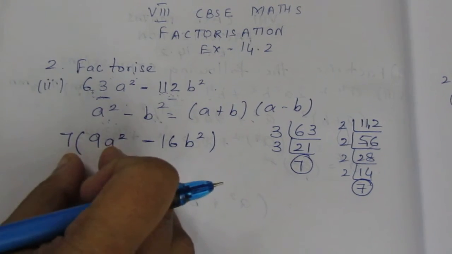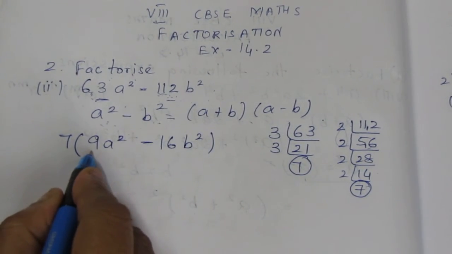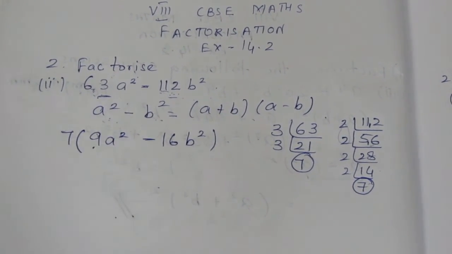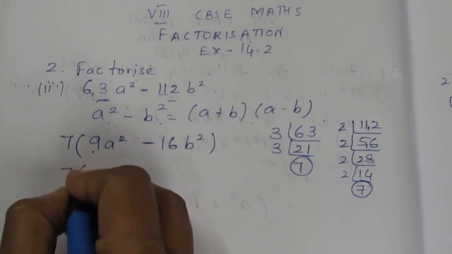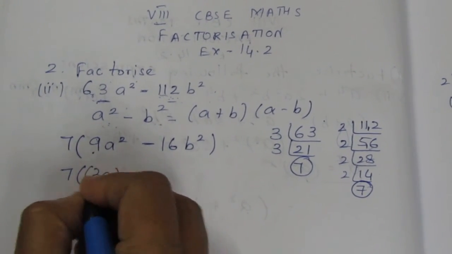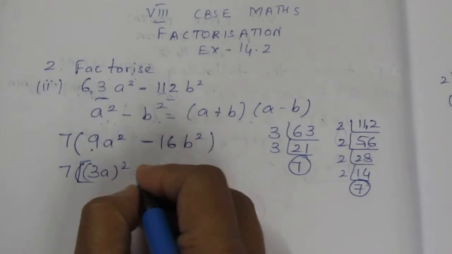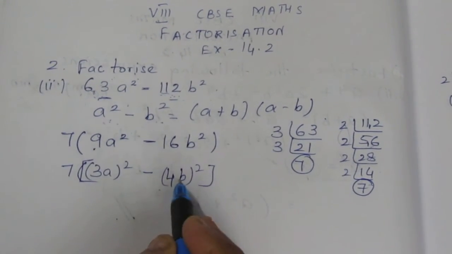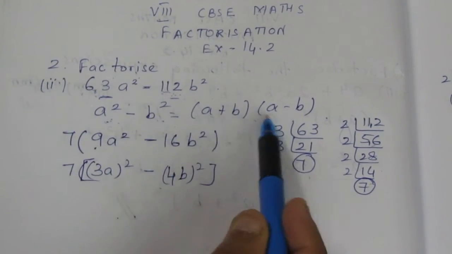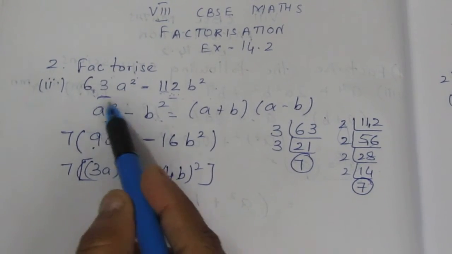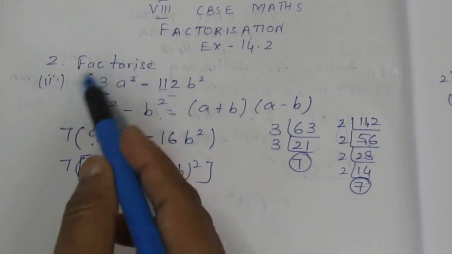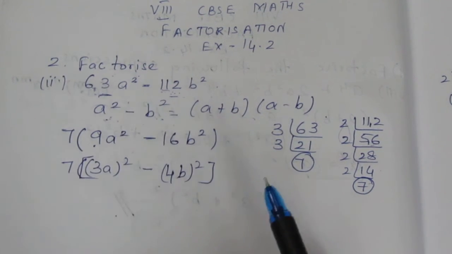Now this can be written as a whole square because we know that 9 and 16 are perfect squares. So this can be written as 7 into 3a the whole square minus 4b the whole square. Only when it is a whole square can we use this format. Remember that not only a, the whole thing should be a whole square.